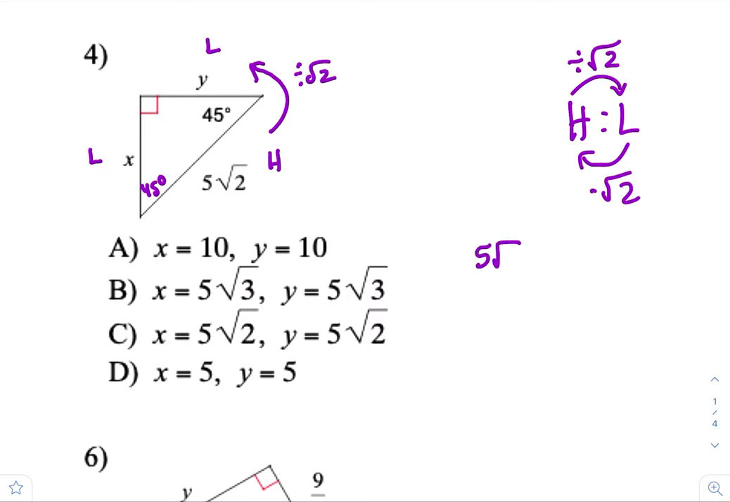So 5 square root of 2, you guys, divided by square root of 2. Notice these cancel, so then all we're left with is 5. So this leg is 5, you guys, which also means the other leg is also 5. 5 and 5, which is D.